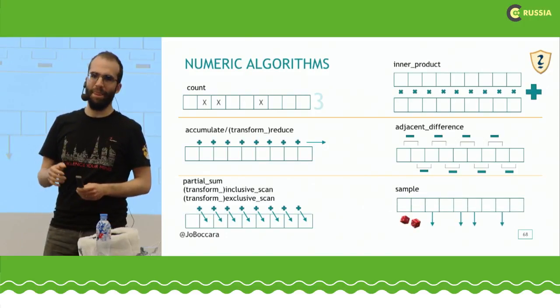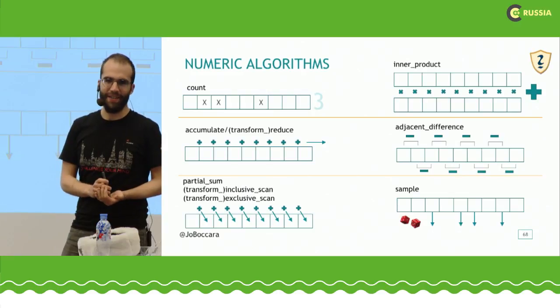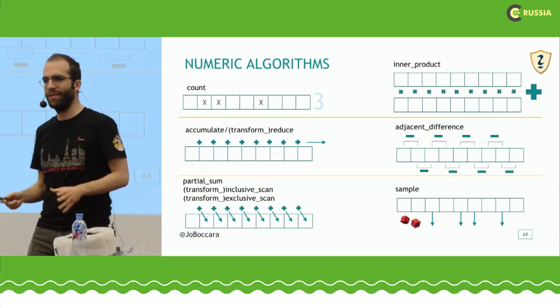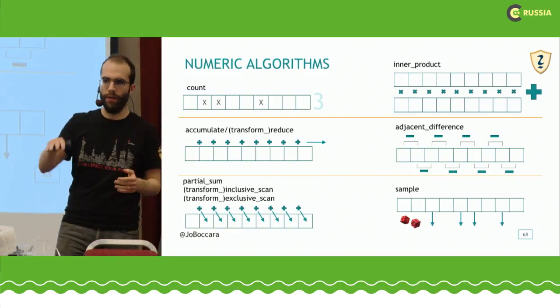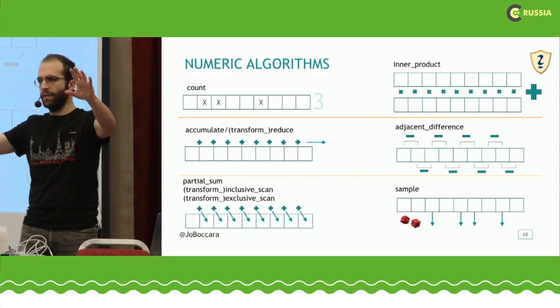And sample takes a random number generator and would go and pick out some elements for you. Like you give it a number of elements you want, and it would go and fetch those elements and pick them at random in the collection.